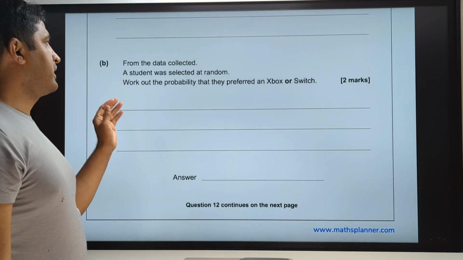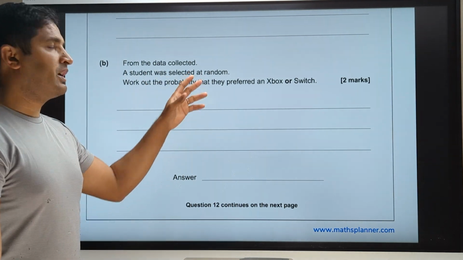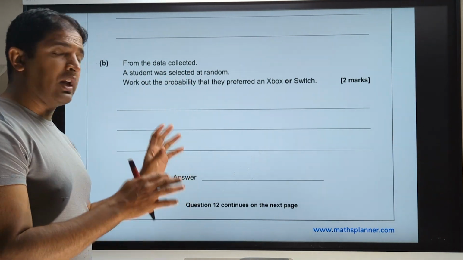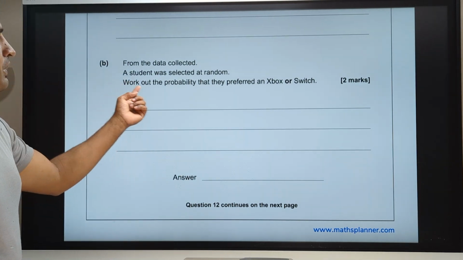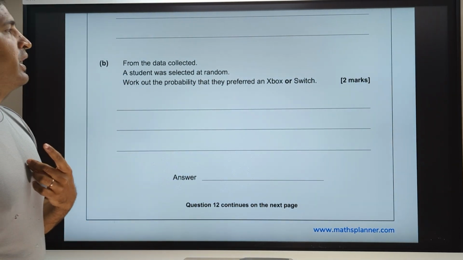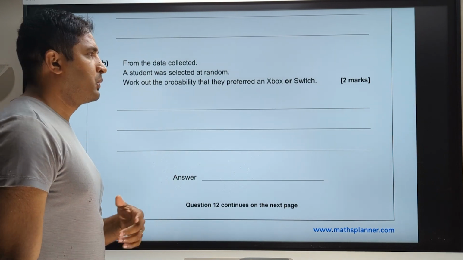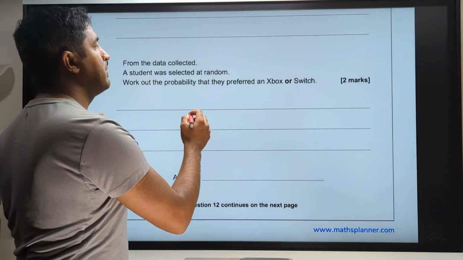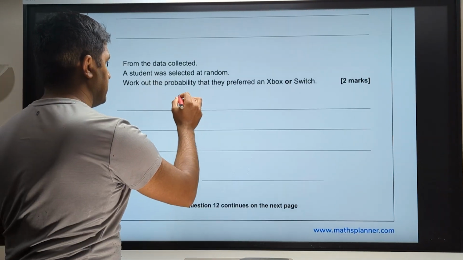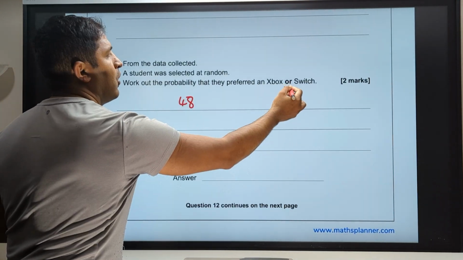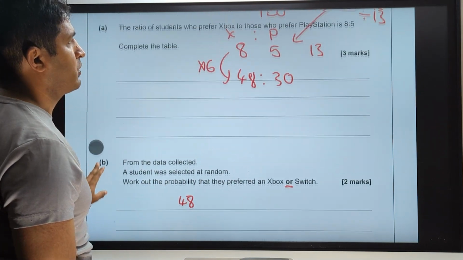From the data collected, a student was selected at random. Random means everyone in the school, that 200 students, has exactly the same chance of getting selected. Work out the probability that they preferred an Xbox or Switch. Okay, so how many people preferred Xbox? We said 48.